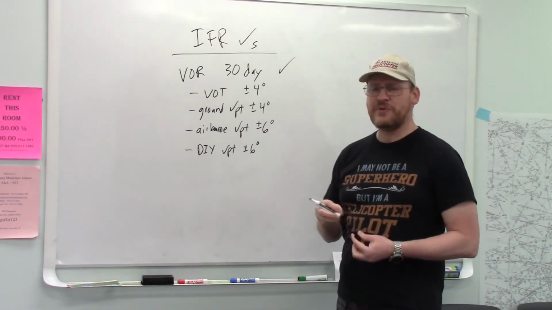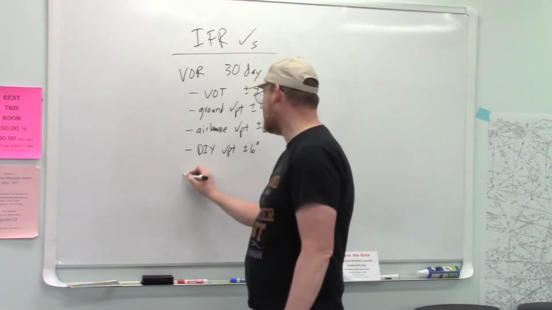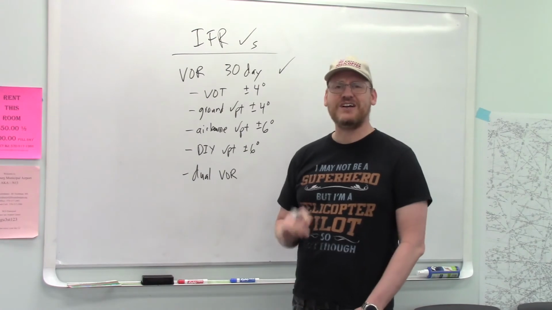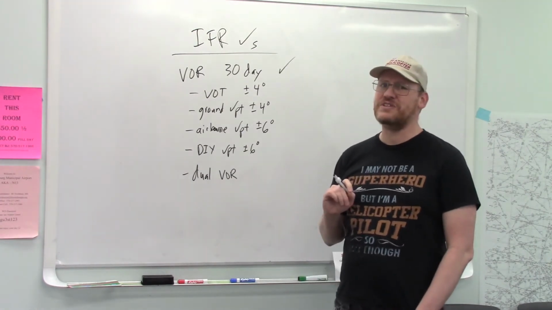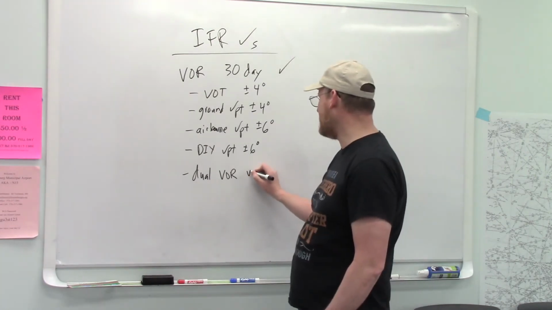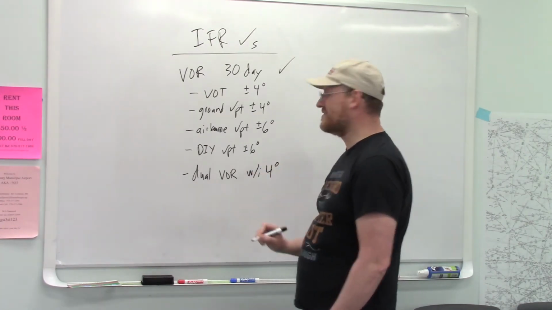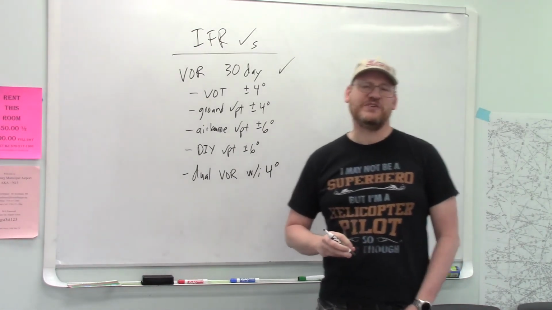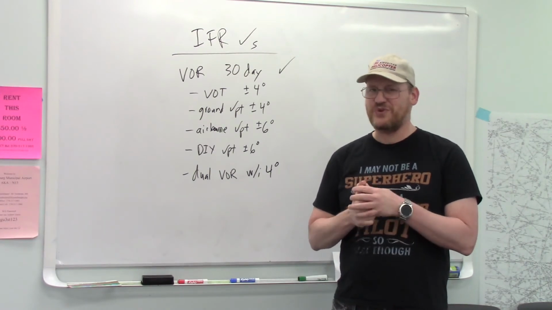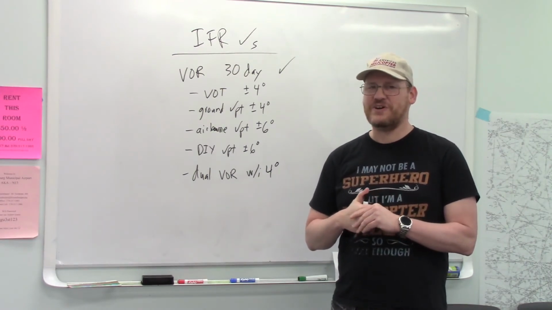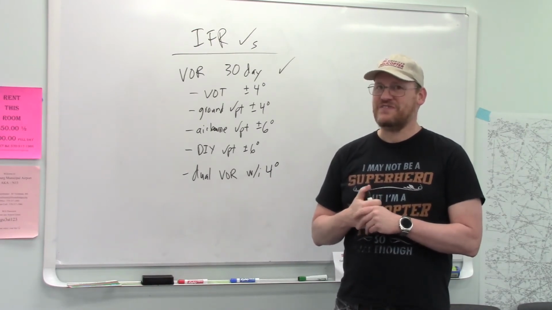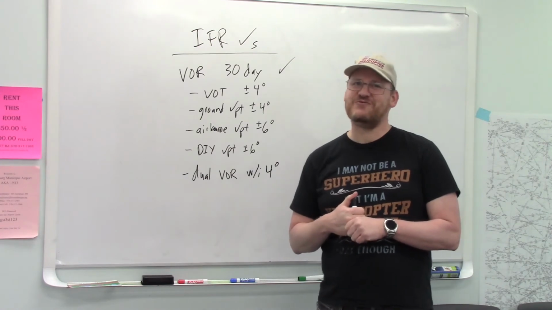And one of the more popular checks, if you have two VORs, you can do the dual VOR check. You can check them against each other as long as they're independent and possibly only share an antenna. You can't share anything else. You have to be within 4 degrees. Notice it's not plus or minus 4 degrees. They have to indicate the same radial within 4 degrees. So if one of them says 360, the other one can say 4, can say 356. They can't say 355. They have to be within 4 degrees of each other.